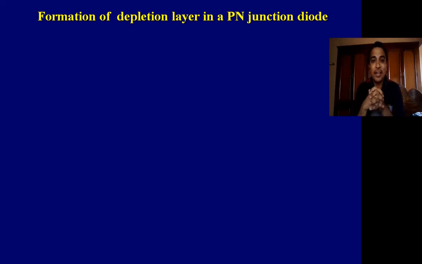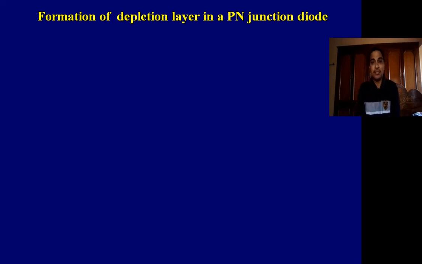In the last class we discussed the introduction to semiconductors, and the types of semiconductors: intrinsic and extrinsic semiconductors. In extrinsic, there are two types, p-type and n-type semiconductors. So today we discuss the p-n junction diode. Why do we need this p-n junction diode?